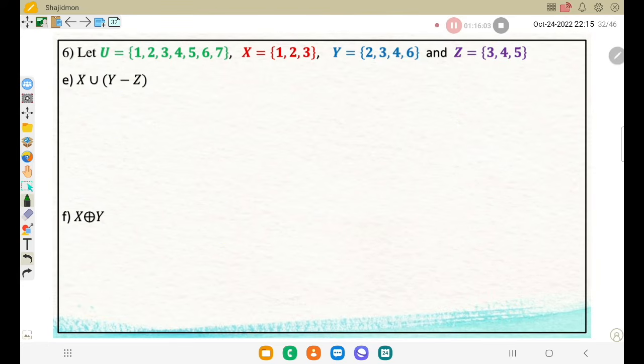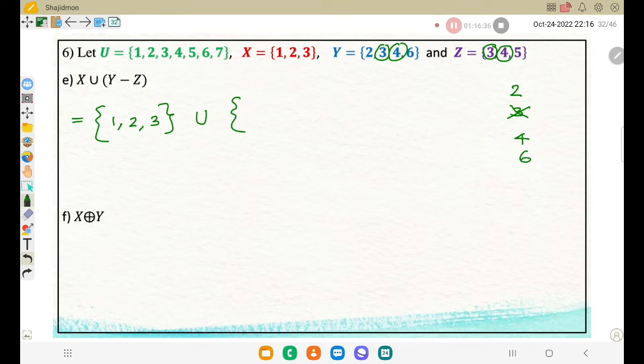Okay, now we will go to question number E. X union Y minus Z. So first write what is the X set. X is 1, 2, 3. Union Y minus Z set. Y minus Z: Y set, delete Z numbers. So what is the Y set? 2, 3, 4, 6. Correct? Delete the Z numbers. That means the common numbers. See, 3 is common here, delete that number. 4 is common here, delete that number. So what will be the balance? 2 and 6. Got it?